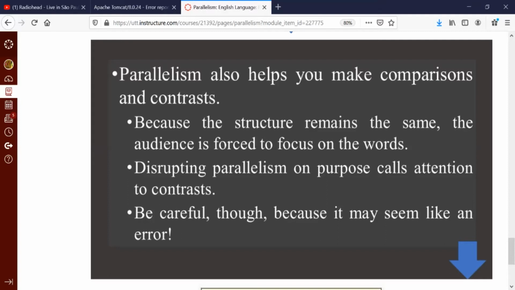You can choose to disrupt parallelism or to deliberately make one element of the sentence not parallel to highlight a contrast, but we must be very careful because if it's not done well, it just reads as an error, right?